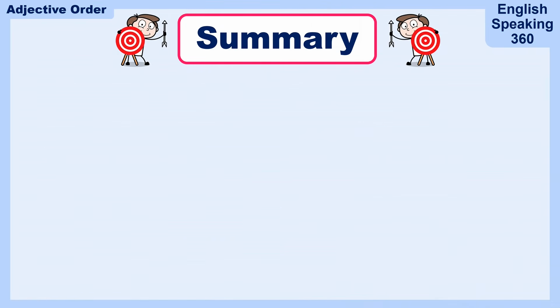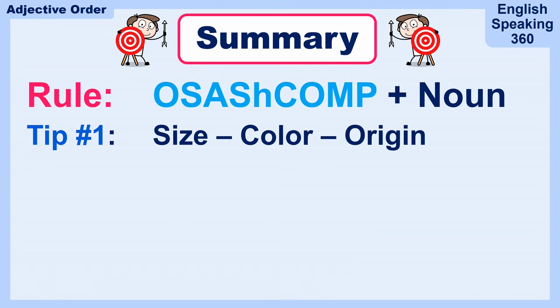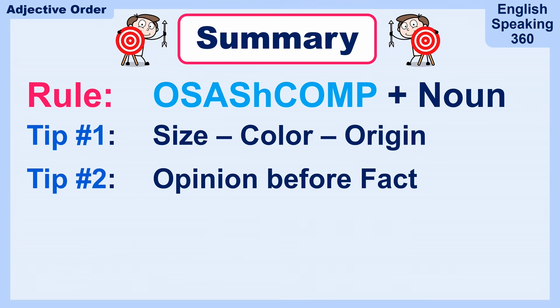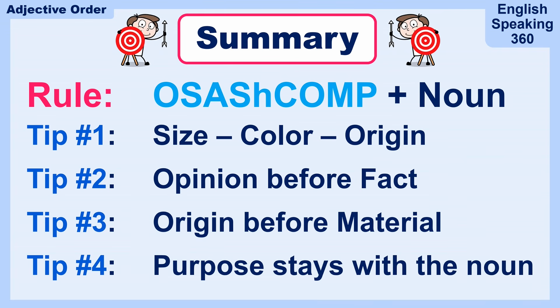Here's a summary for you guys. First, remember the rule, OSASCOMP plus noun. Tip number 1, size, color, and origin. Tip number 2, opinion before fact. This is one of the most important ones. Remember, your opinion is always first. Tip number 3, origin before material. And finally, tip number 4, the purpose stays with the noun.